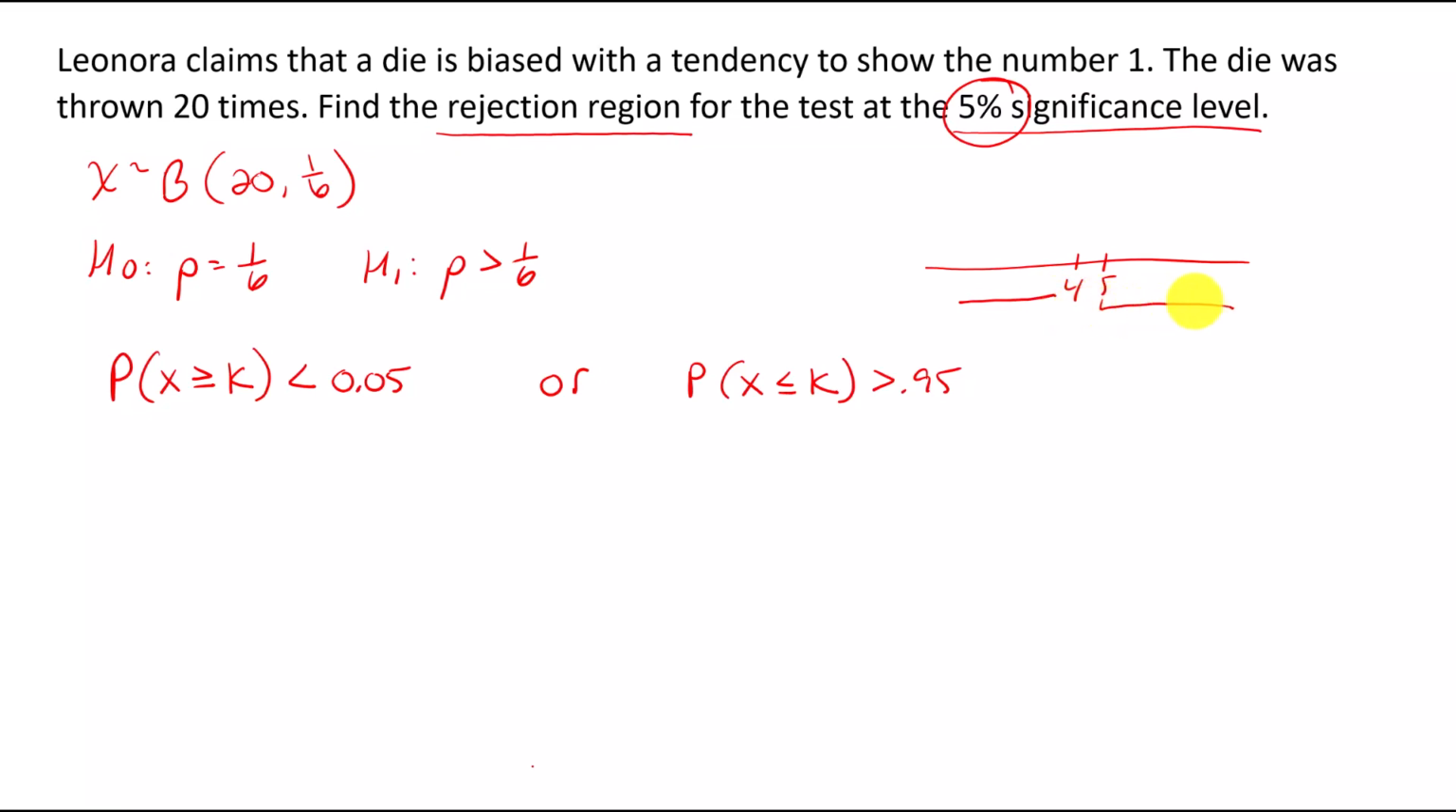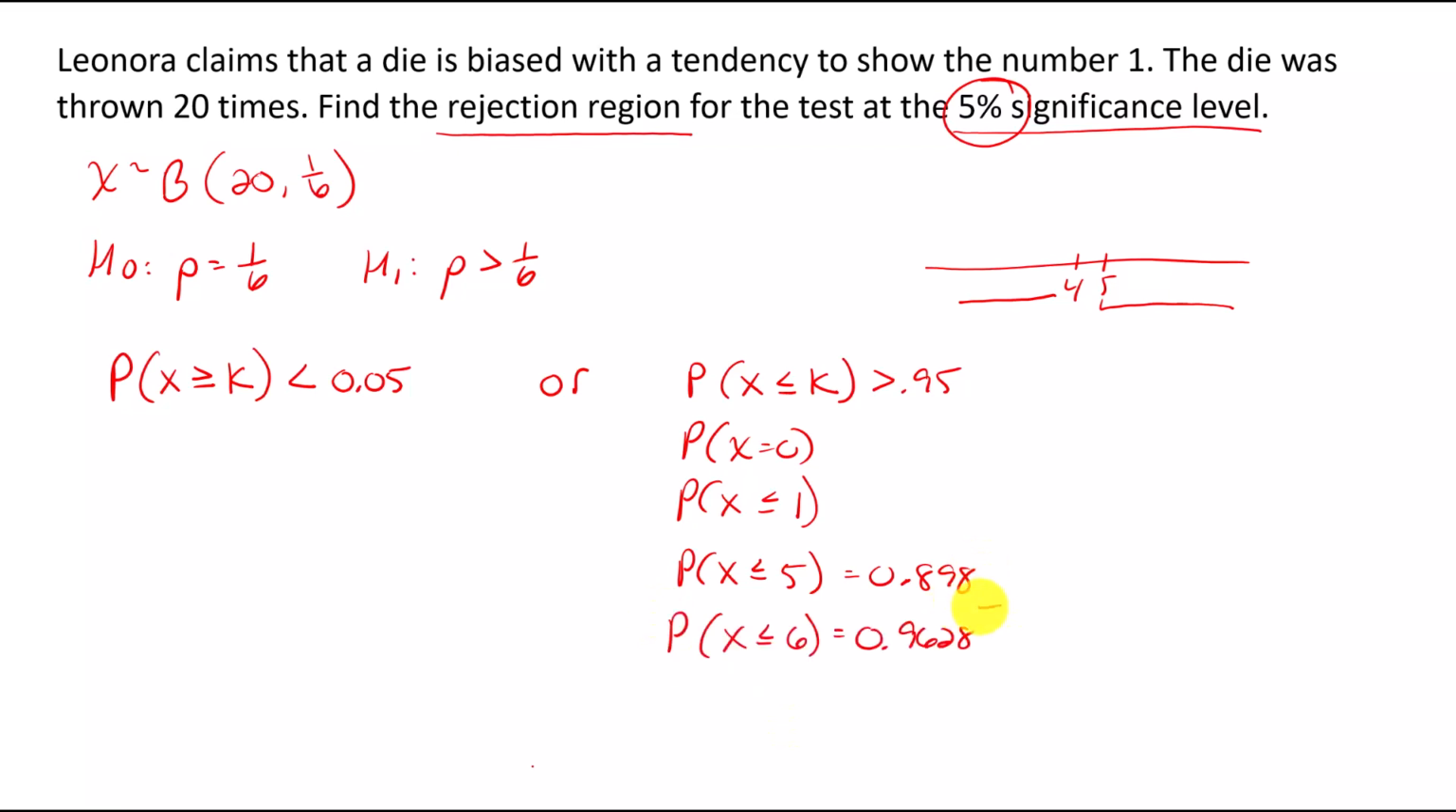So if you think about it this way, if I don't want to find this, if this is challenging for me, then I can do this instead. The probability that x is less than or equal to some k has to be greater than 0.95. And so what I would be doing here is I would find the probability that x is equal to 0, and then I'd find the probability that x is less than or equal to 1, and I would do that for 2, 3, 4. We're going to have to go a little ways. When we get the probability that x is less than or equal to 5, I get 0.898. And so what you see here is that between these two is where it changed. This one was less than 0.95 and this one was greater than 0.95.